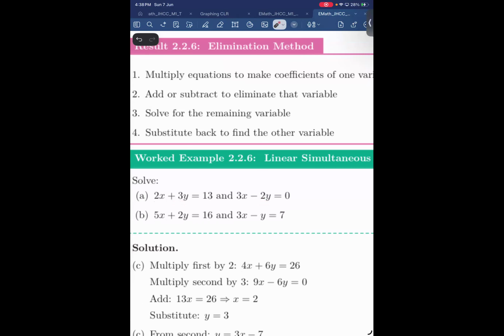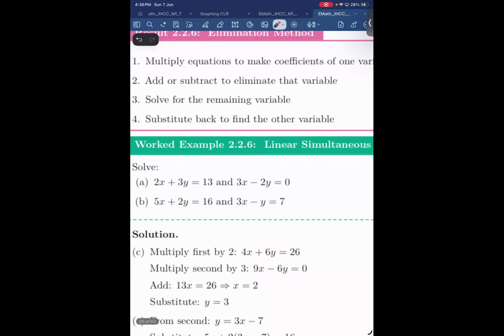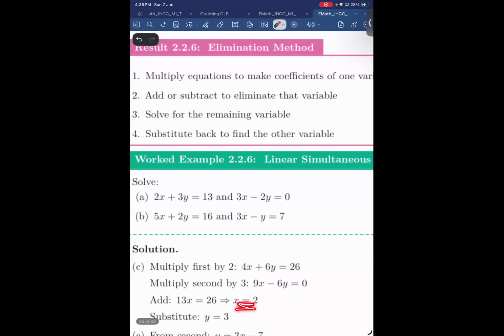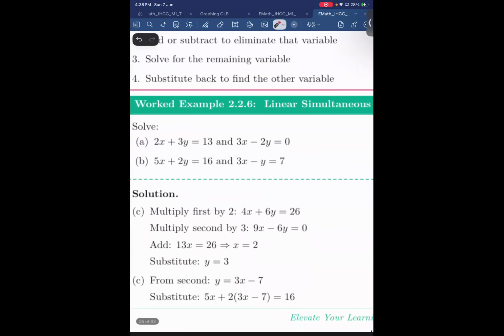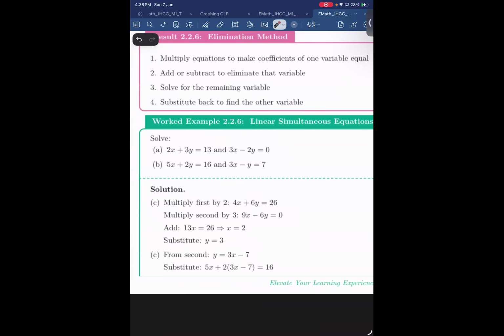So if I multiply the first equation by 2, I get 4x plus 6y is 26. If I multiply the second equation by 3, then I get 9x minus 6y is 0. Then if I add them together, the 6y and minus 6y will cancel, right? So it's 13x equals 26, which is x equals 2. Then with x equals 2, if you sub it back into either one of these equations, you get y equal to 3.